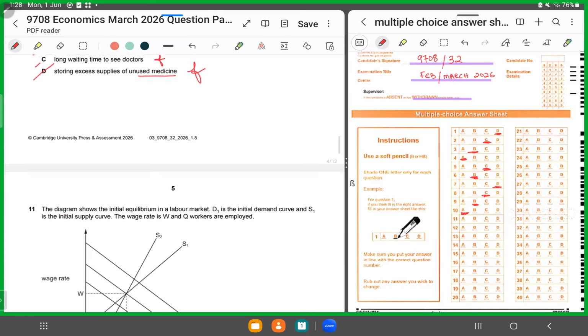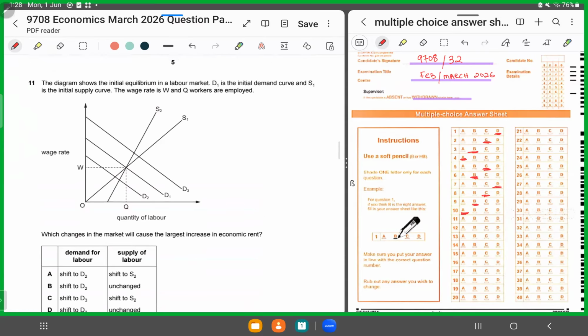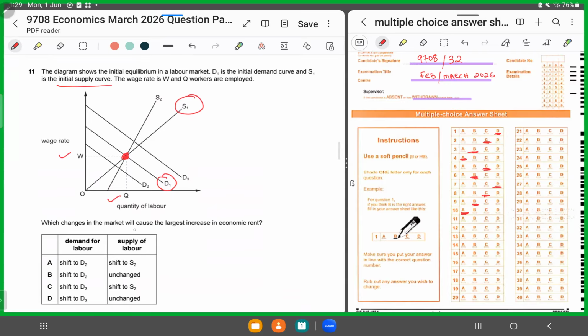Moving forward, MCQ number 11. MCQ number 11 says the diagram shows the initial equilibrium in the labor market, where D1 is the initial demand curve and S1 is the initial supply curve. So this is the equilibrium position where W was the wage rate and Q was the quantity of labor. Now they are saying, which changes in the market will cause the largest increase in economic rent. So now they are saying what should happen to the supply curve and the demand curve if you want the economic rent to be maximum, right?